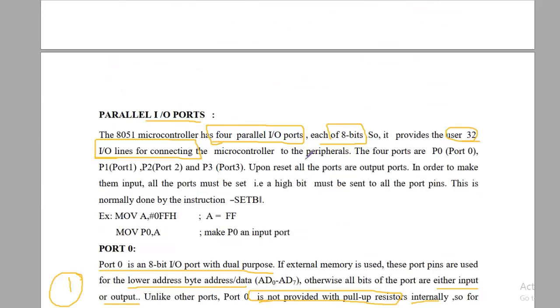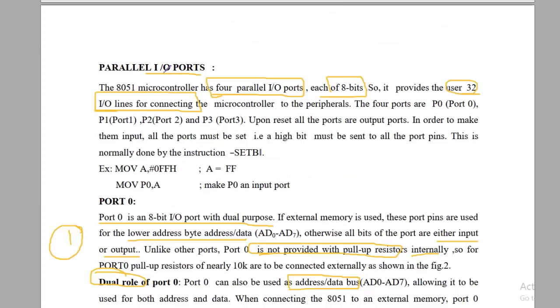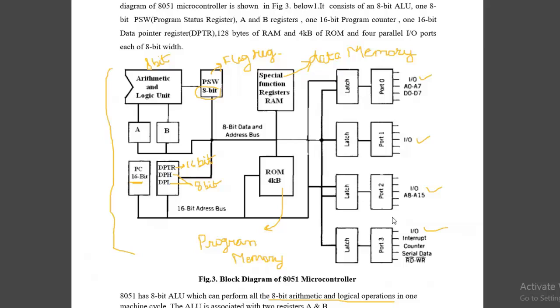Next is the parallel input and output ports. There are four parallel input and output ports, each of 8 bits. So it provides the user 32 input output lines. Let me show you. These are all the four ports, and each port is of 8 bits. So it has 8 lines here. It is not shown, but it has 8 lines.